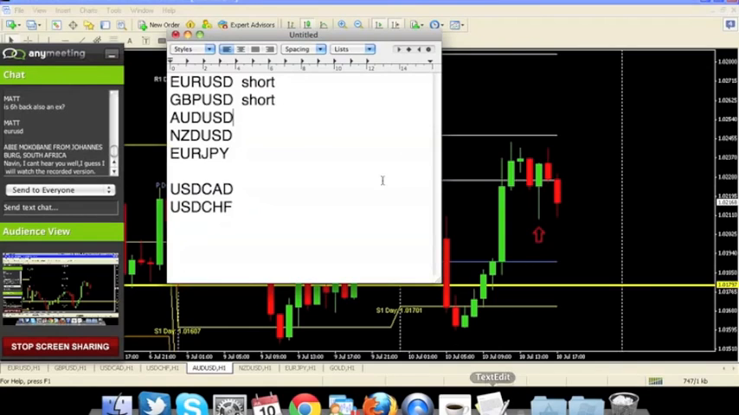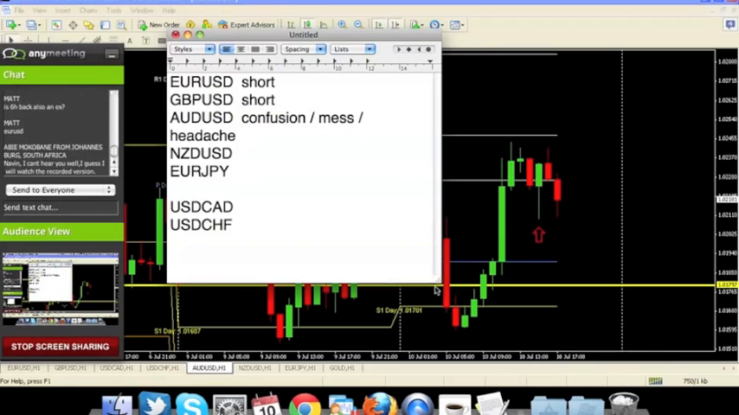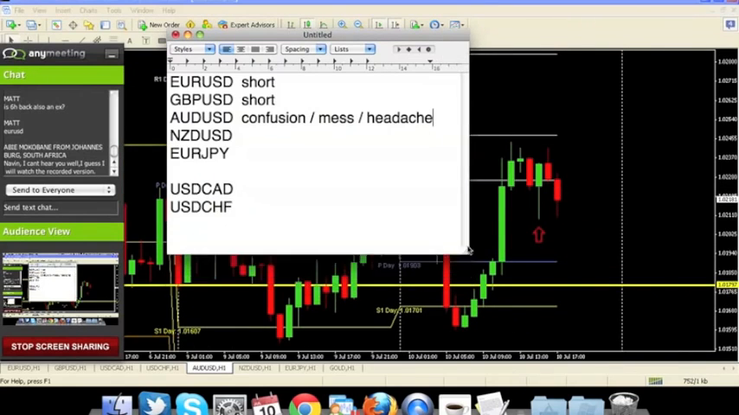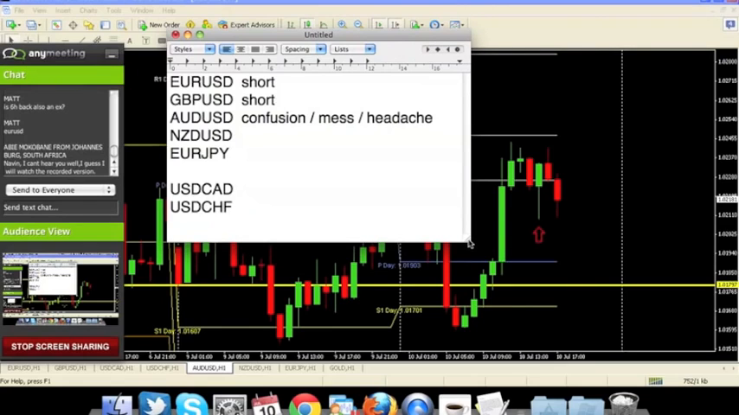So on Aussie dollar, I'm going to put confusion, mess, headache. I'm going to put all the words that you can possibly call this. I'm not going to swear, but I'm going to put all the words that you would possibly look at this. If you were trading this pair, this is all you would say. Because the trade would not end up going in your favor, even though everything is aligned correctly. You think there's an exhaustion, market's going to go up. It doesn't go up. Why? It's confusing you.